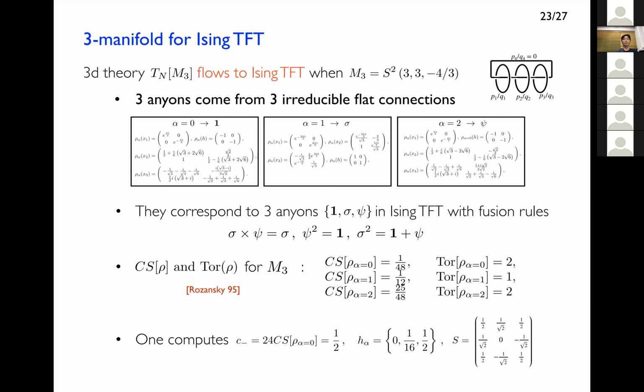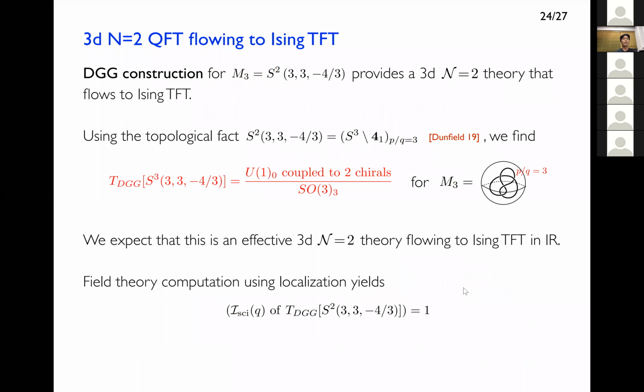Here, the central charge is given by 1/2, the topological spins for the 3 anyons are 0, 1/16 and 1/2, and the S matrix is given by this. Indeed, this modular data perfectly agrees with the modular data of the 3D Ising TFT. So we see this computation of the modular data from geometry as a concrete check for our 3D correspondence between the 3D Ising TFT and the Seifert fibered 3-manifold.